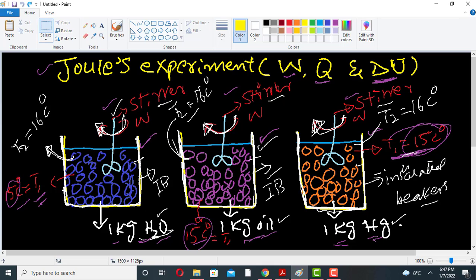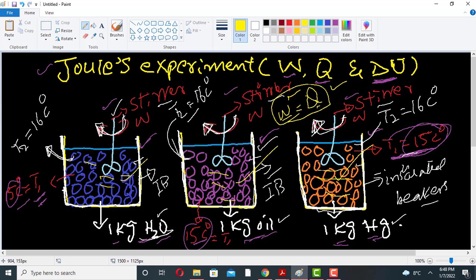So this was a Joule experiment. From this experiment we conclude that the work done on the various systems, which is the work done by the stirrer on this 1 kilogram mercury, on this 1 kilogram oil, and on this 1 kilogram water, is equal to the heat produced in these systems. So W is equal to Q.